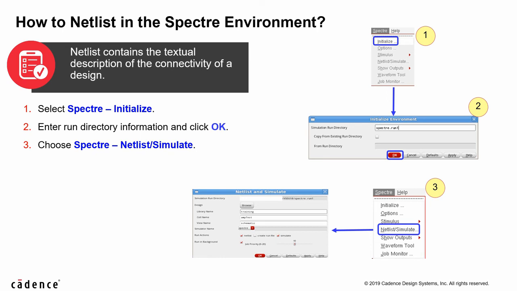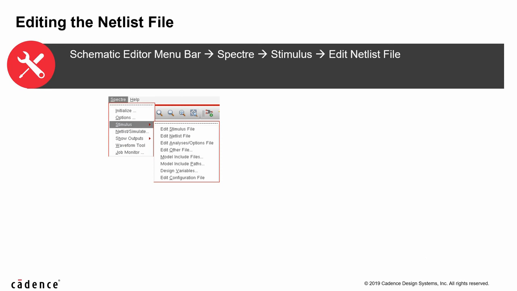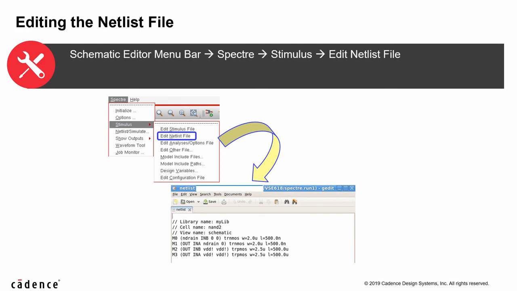You can choose to netlist, create or run file and simulate. Your simulation run directory is already specified, and you just need to specify the library, cell and view name. Also, you can verify that Spectre is the simulator that is being used, and you can then click OK to begin your run action. Once netlisting completes, you can view or edit your netlist file in multiple ways. One of the ways you can do that is by using the Edit Netlist File option accessible by going to the Stimulus option in the Spectre menu. This opens your netlist file in an editable format in your chosen editor.